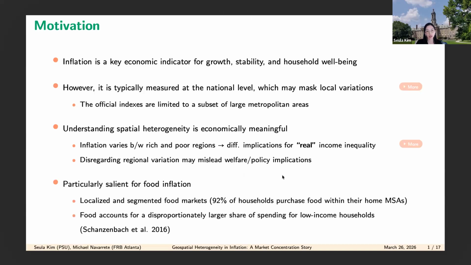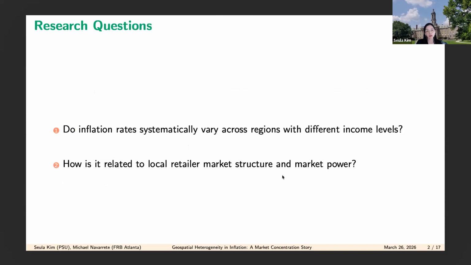Such features might be particularly salient for food inflation, given that food markets are highly localized and segmented, and also food accounts for a disproportionately larger share of expenditure for low-income households. Following this, we'd like to answer two questions in this paper. First, do inflation rates systematically vary across regions having different income levels? And if so, how would that be related to local retailer market structure and market power?